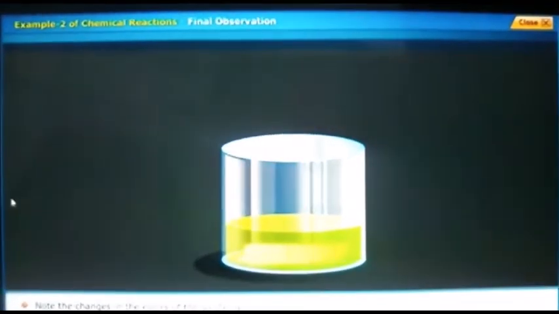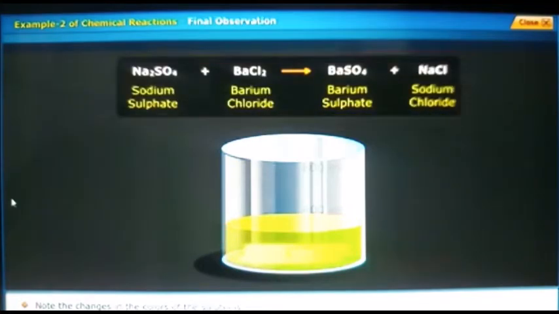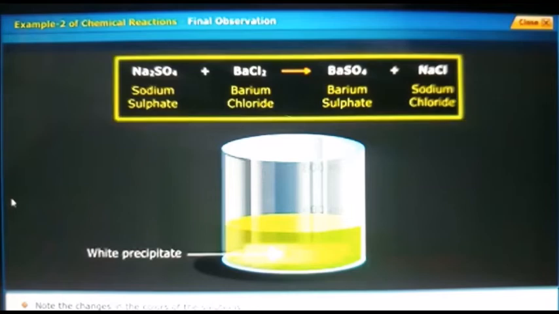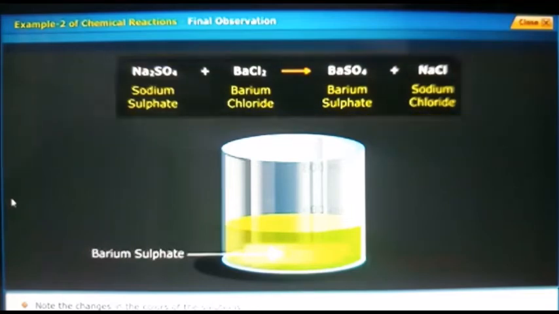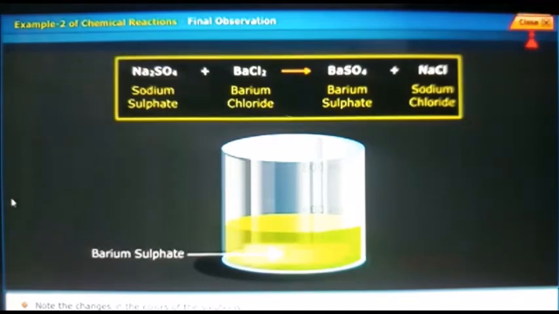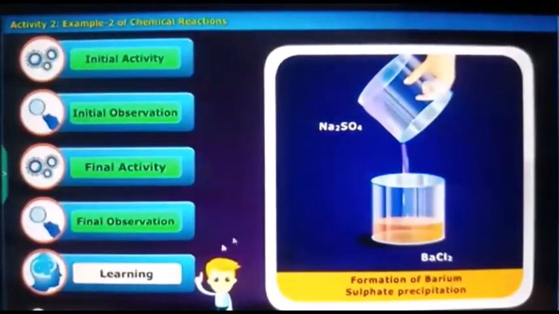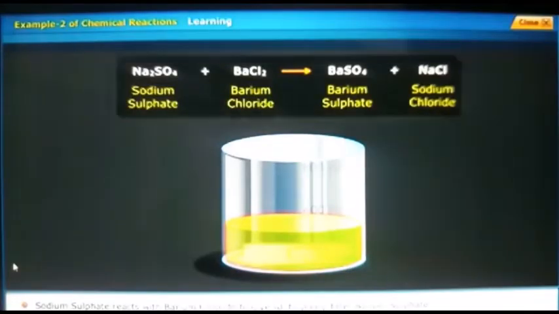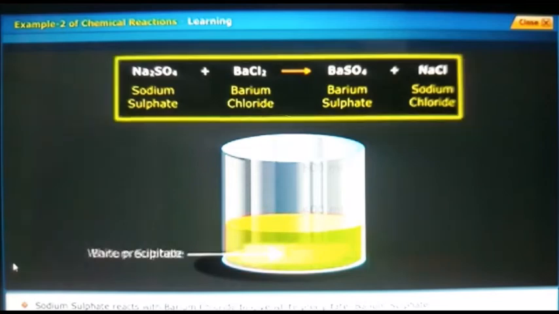Add the solution of both the beakers. Note the change in the color of the solution. Sodium sulfate reacts with barium chloride to give white precipitate barium sulfate.